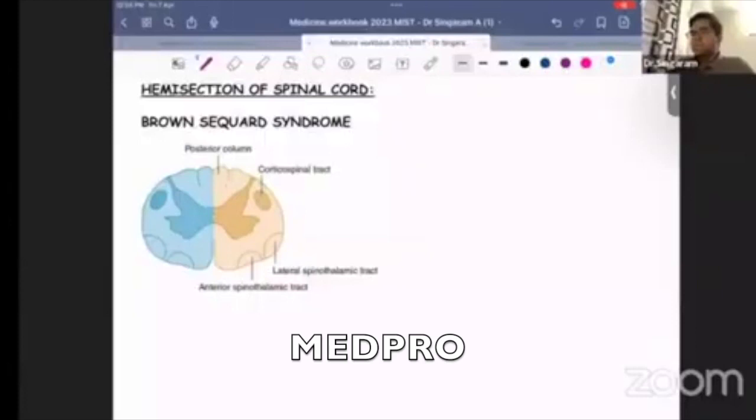Yes, we are going to discuss this particular condition called hemisection of the spinal cord, which goes by the name of Brown-Sequard syndrome. Have any of you seen Brown-Sequard syndrome in your anatomy notes?